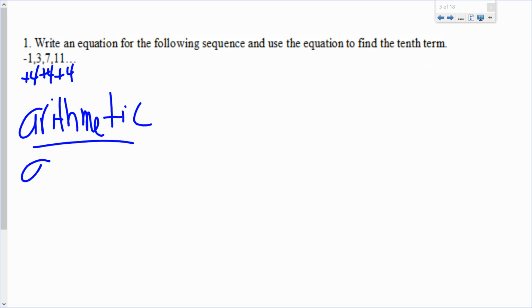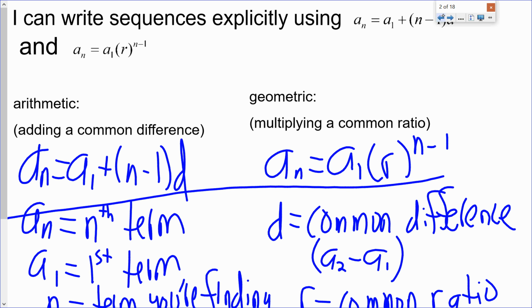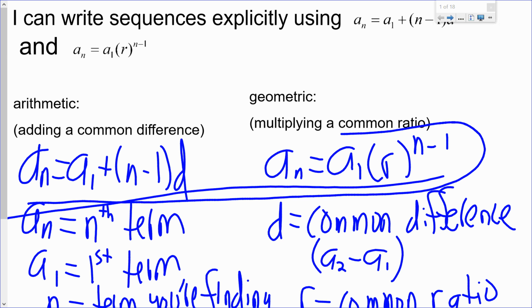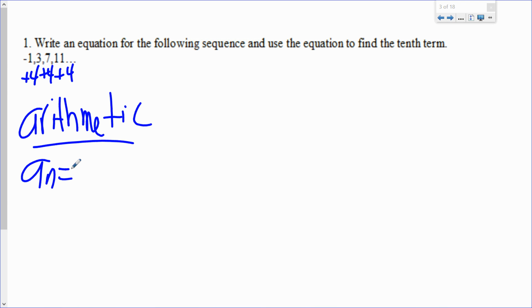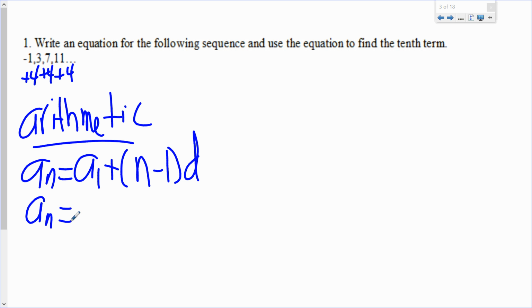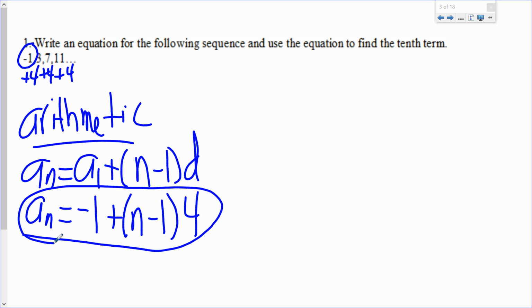So I write down the formula for arithmetic. Now these formulas are given to you on the reference sheet, so you do not have to have them memorized. But here they are. You might want to take a picture of them or write them down, or refer to your reference sheet. a_n equals a_1 plus (n minus 1)d. a_n is what you're finding, a_1 is the first term, which is -1, n minus 1 stays n minus 1 when we're writing the equation for the sequence, and d is 4. So this would be an equation to represent the sequence.